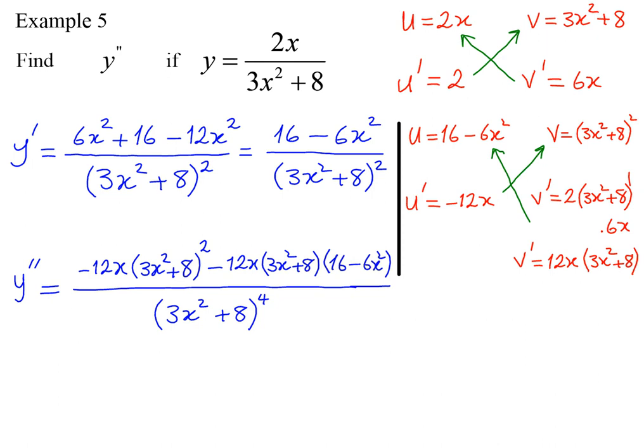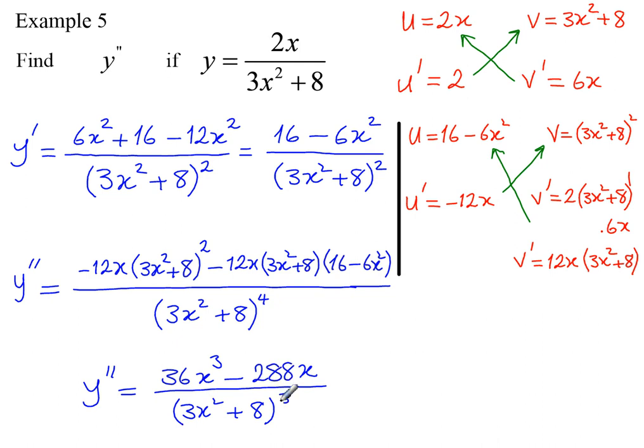Now for practice, you could expand these brackets and simplify and get it to the simplest form. And you should find that in this case here, y double dash would be 36x cubed minus 288x over 3x squared plus 8 all to the power of 3. So I'll leave you to expand and simplify this and show that it reaches to this simplest form here.